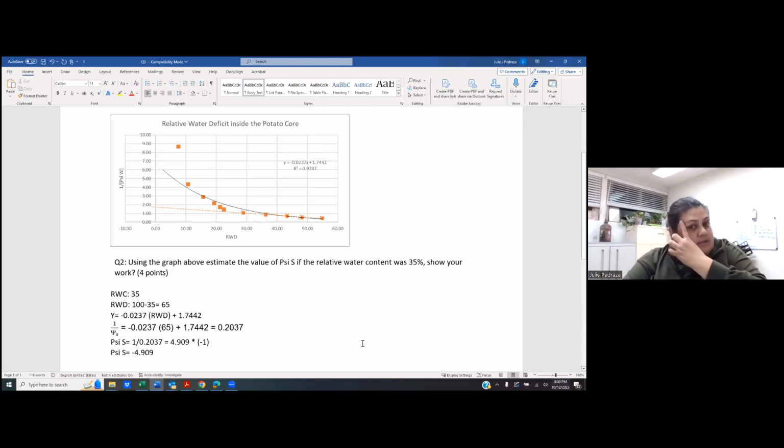And that makes sense, right? Because this is where you stop, since it's only asking for psi s. If we're at 65%, which is over here, that means we're way down over here in the negative values.